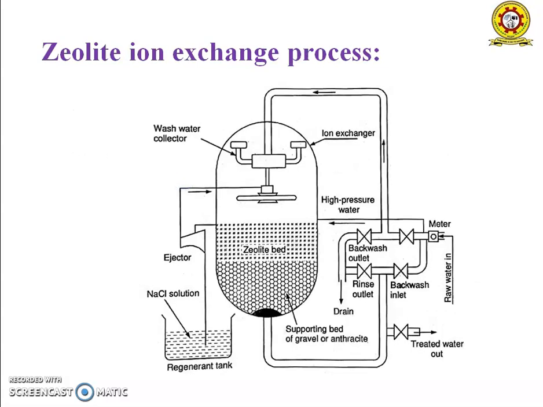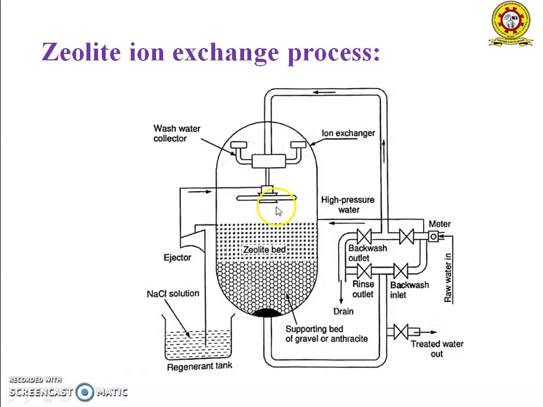And the next method is the zeolite process. This zeolite process consists of a shell holding a bed of sodium zeolites. So these are the sodium zeolites. It forms a layer. This layer is known as the zeolite bed, which is supported by layers of granite granules, with the water distribution and collection stand.